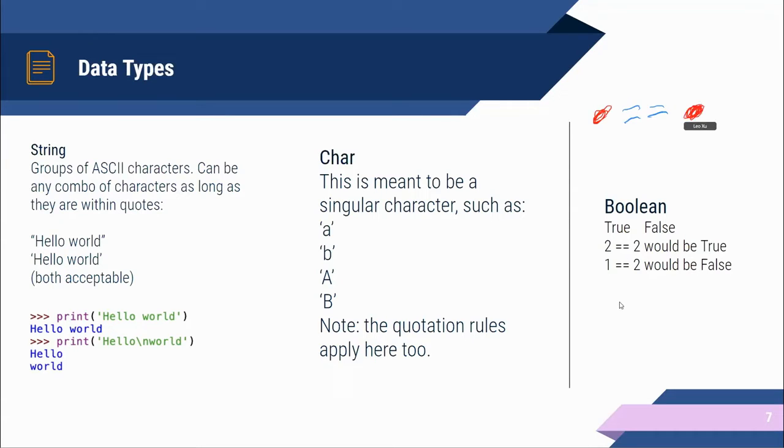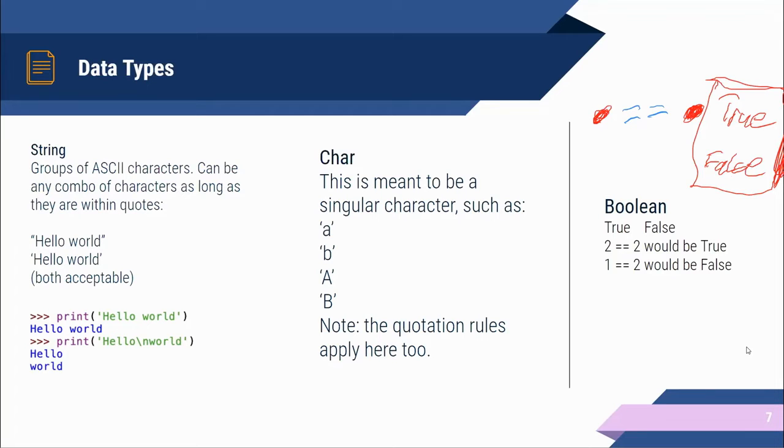If you were to ask someone down the street whether 2 is equal to 2, he might say, yeah, that's true. That's basically what a Boolean is. You're asking Python whether or not these two things are equal. If they are, this will output a true for you, and if they're not, it'll output a false. These two values are the binary things that can be stored inside a Boolean data type.